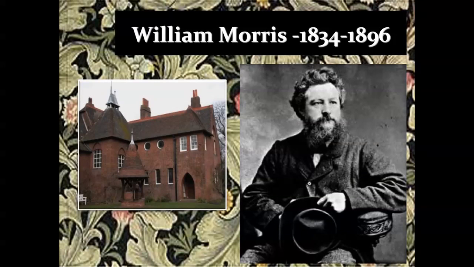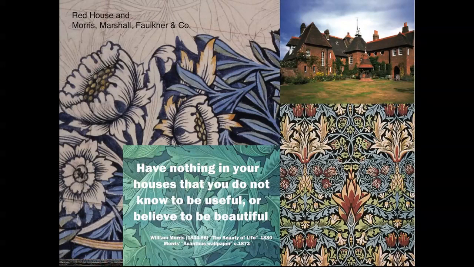Okay, so there's William Morris, the house that he built, and William Morris was most well known for a number of things, but one of them was his wallpapers and textiles, which you can see in the back here, which were based on organic forms, as well as Japanese. You can see an influence here of Japanese printmaking.